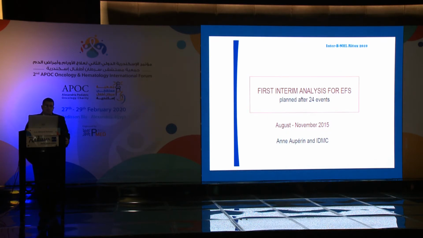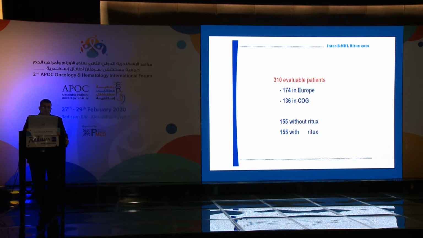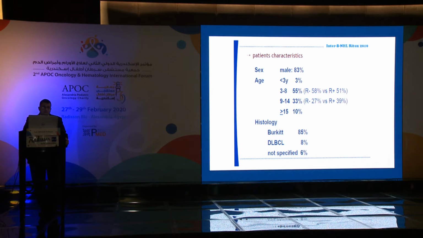The first presentation of this data was in November 2015. It presented 147 patients from Europe and 136 from COG, 155 with rituximab and 155 without rituximab. For patient characteristics, 83% are male. Regarding age, 3% are less than 3 years, 55% between 3 and 8, 33% between 9 and 14, and 10% more than 15. For histological type, Burkitt accounts for 85%, and diffuse large B-cell lymphoma 8%.